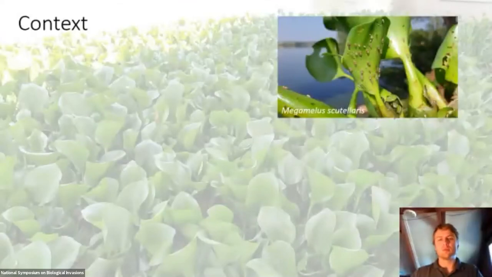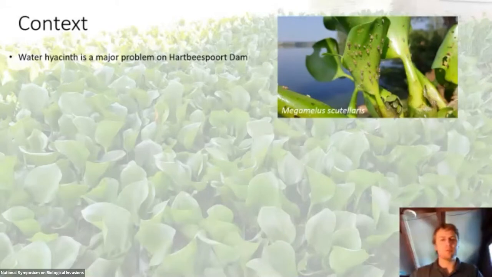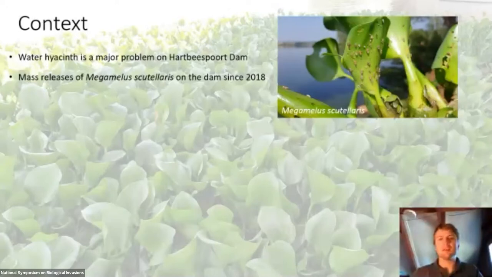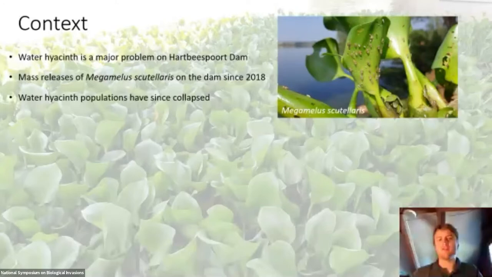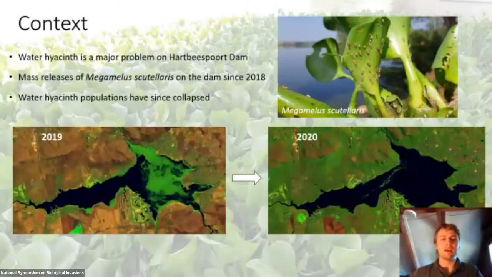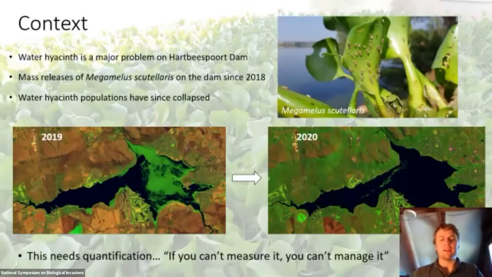Just a bit of context for the work that I'm doing. Water hyacinth has been a major problem on Hartebeest Port Dam for many years. But since the release of Megamedus scutellaris, the biological control agent for water hyacinth, in 2018, the water hyacinth populations have collapsed quite significantly. Over the course of a couple of months, the cover went from 40% down to less than 10%. And this kind of change needs quantification. As the old cliche goes, if you can't measure it, you can't manage it.